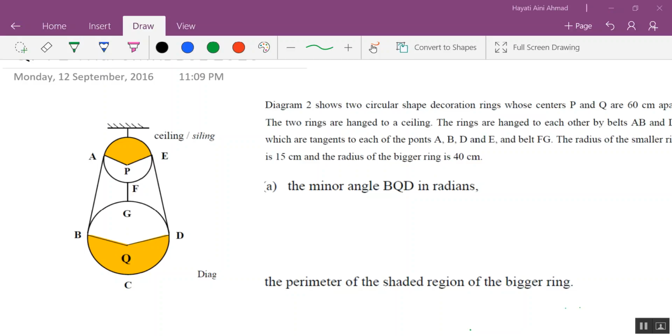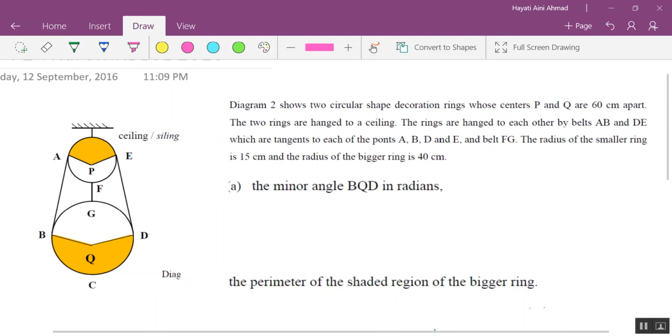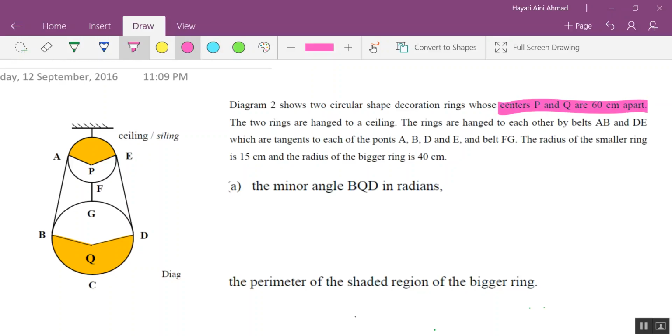Okay. In the information given, we need to take note of the important information given by the question, such as the center, cm apart. The rings are hanged to each other by belts AB and DE, which are tangent to each of the points A, B, D, E, and belt FG. The radius of the smaller ring is 15 and the radius of the bigger ring is 40.